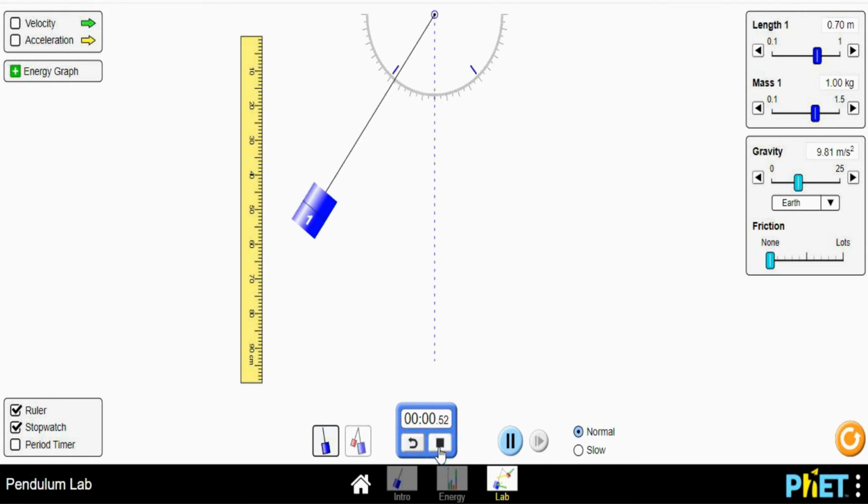Start. 1 oscillation. 1 oscillation, right? For 1 second, it takes 1 oscillation.